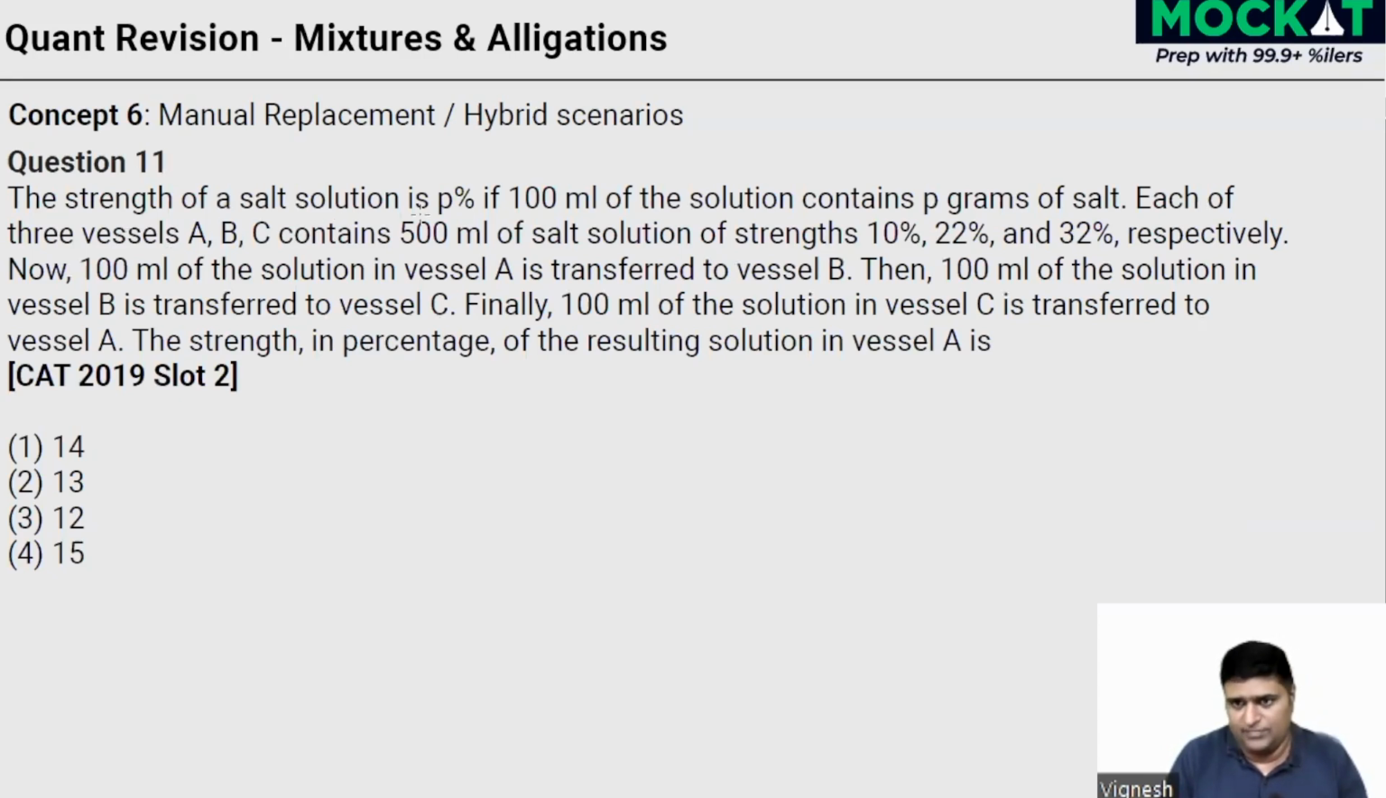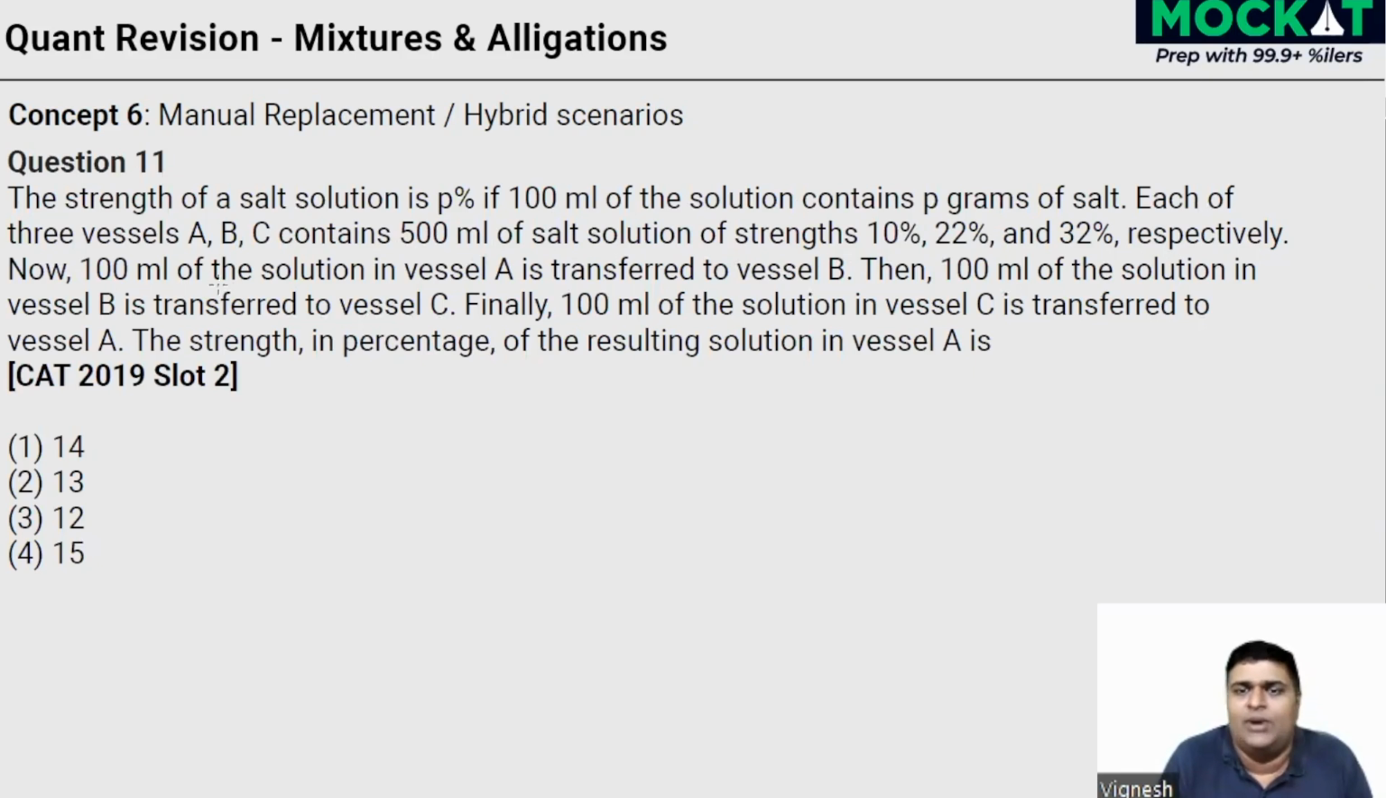The strength of a salt solution is P% if 100 ml of the solution contains P grams of salt. Each of the three vessels A, B, C contain 500 ml of salt solution of strengths 10%, 22%, and 32%. So that means if P% is 100 ml, there are P grams of salt. So 10% of 500 ml, 10% of 100 had 10 grams, this is going to be 50 grams and so on. I can straight away apply on this 500 ml.